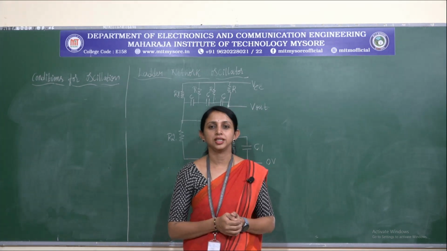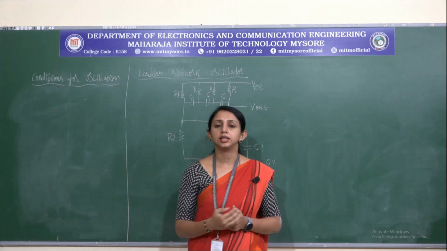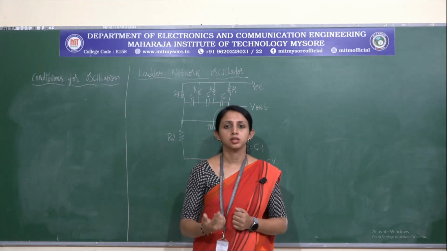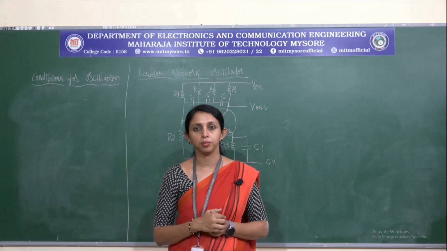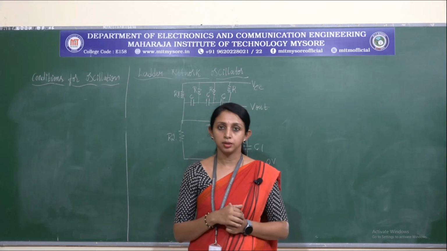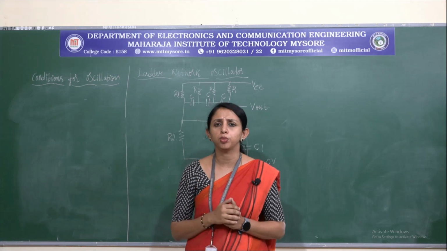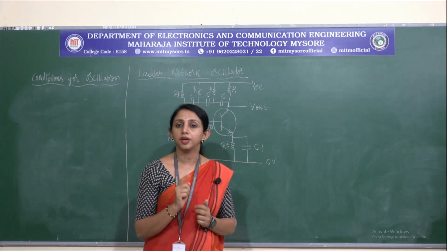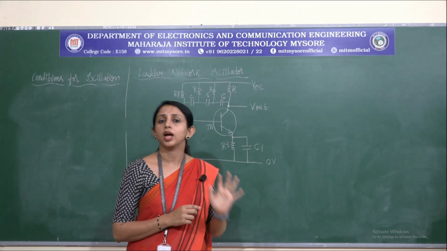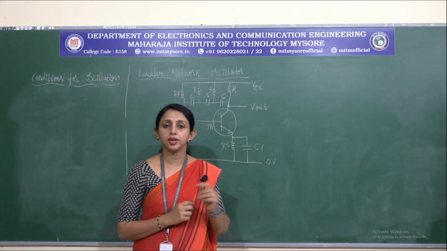The next topic of oscillator is the condition for oscillation. As I told you, an oscillator continuously produces a waveform which may take a sine wave, square wave or triangular wave shape. So in order to have sustained oscillations, the oscillator should possess two important characteristics, or two important conditions. What are those? The first condition is that it should have a positive feedback. As I told you, an oscillator will always be provided with positive feedback. So that is the first condition.